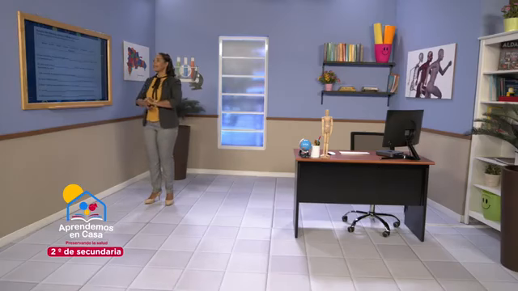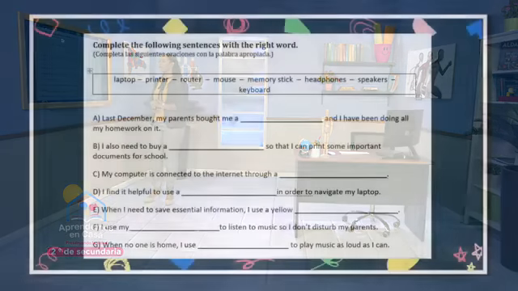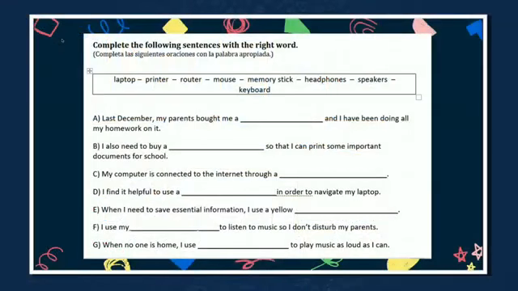Let's begin. Letter A. Last December, my parents bought me a... Diciembre pasado, mis padres me compraron una... And I have been doing all my homework on it. Y he estado haciendo todas mis tareas en ella. What is it? A printer? A router? Exactly, it's a laptop.